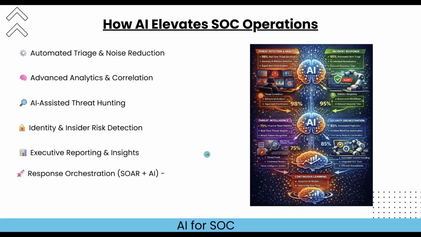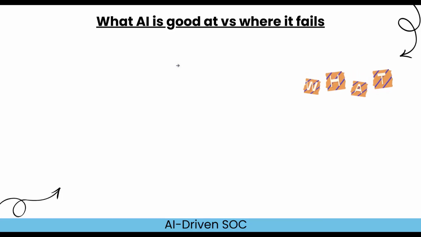Let's now also see where AI is right and where AI might be wrong when we use AI for SOC operations. Since we have seen the various benefits where AI can help with SOC operations, we also need to understand where AI is good, but also the areas where AI might fail. So let's first understand where AI is good and can help with SOC operations.